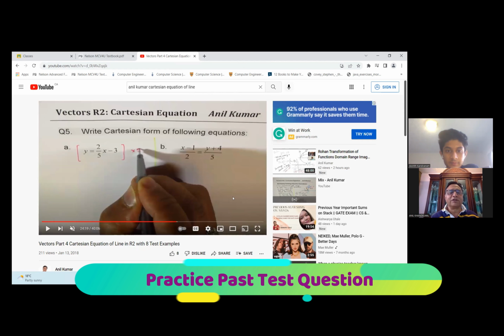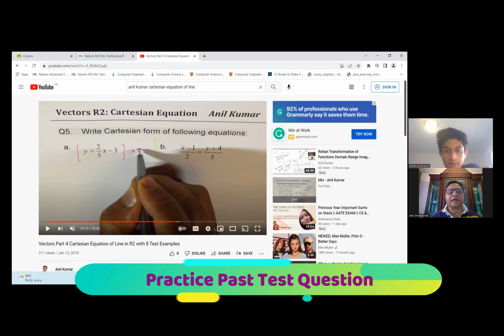It looks simple when you understand all the concepts, right? Now, this question, how will you do this? Write the Cartesian form of the following equations. Y equals 2 over 5x minus 3. Right, so I just multiply on both sides by 5. Correct. Rearrange, and then bring everything to one side and equate to 0.